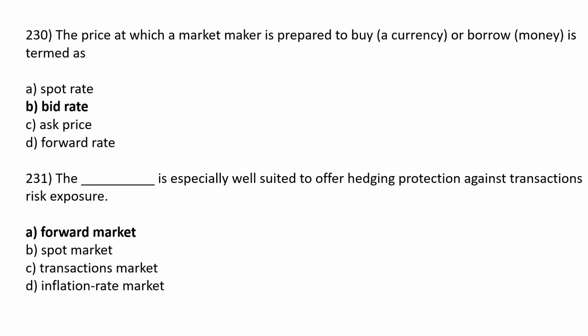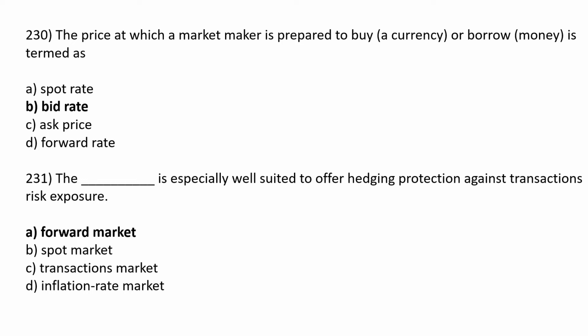The price at which a market maker is prepared to buy a currency or borrow is termed as: option A spot rate, option B bid rate, option C ask price, option D forward rate. The correct answer is option B, bid rate. The price at which a market maker is prepared to buy or borrow is termed as bid rate.